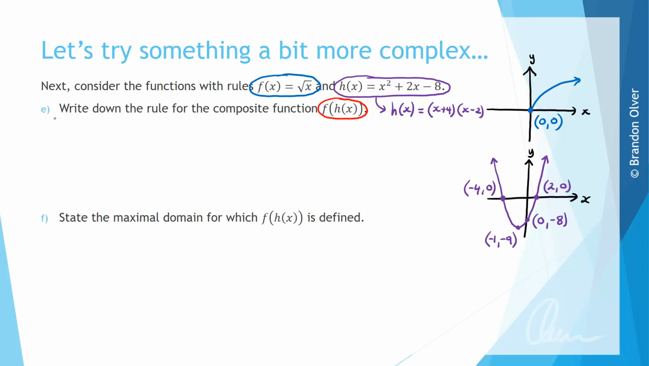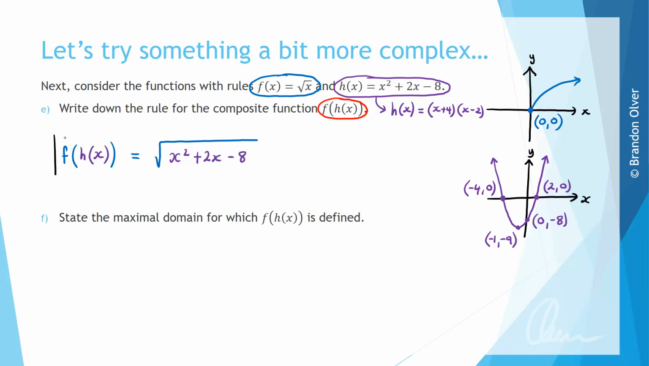So now if we go back to part E and we want to write down the rule for the composite function f of h of x, we want to have f of, and then inside wherever there's x, we're going to put h of x, and that is going to equal f, the outer function is the square root function, so we're going to leave a big space for here because underneath that we're going to have h of x, and h of x's rule is x squared plus 2x minus 8.